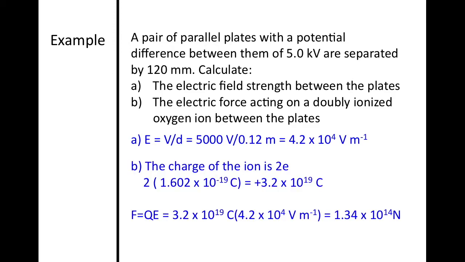For part B, we know that the charge of the ion is 2e, and the reason why we want to do 2 times the charge is because we have a doubly ionized oxygen ion. So we take the charge, which is 1.602 times 10 to the negative 19th coulombs, times 2, equaling a positive charge of 3.2 times 10 to the negative 19th coulombs. Then we want to eventually figure out the force, so we take the equation F equals QE, and we plug everything in, and we get an answer of 1.34 times 10 to the negative 14th newtons.